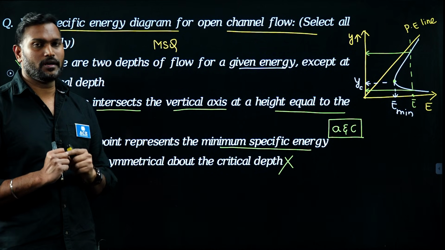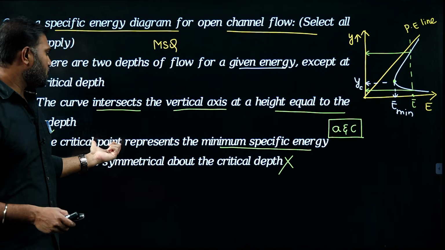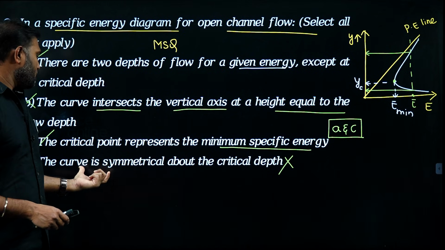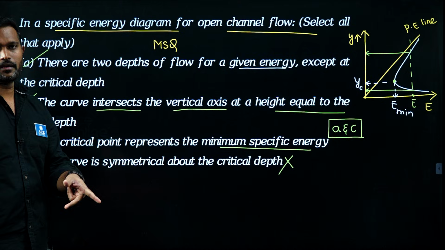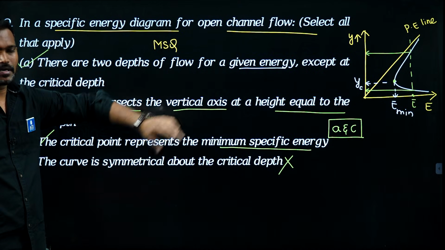In case of the F curve, the critical point represents that the curve is symmetrical about the critical depth. In case of the F curve, it is symmetrical. But in case of the E curve, it is not symmetrical.